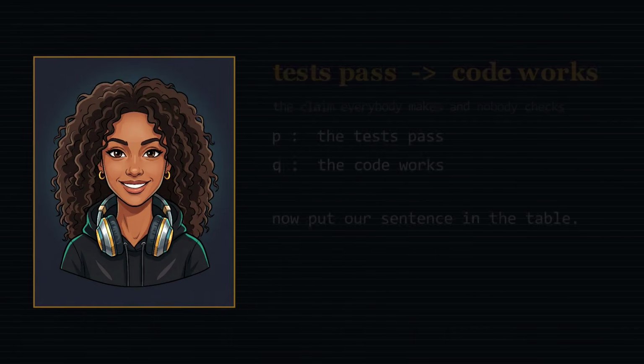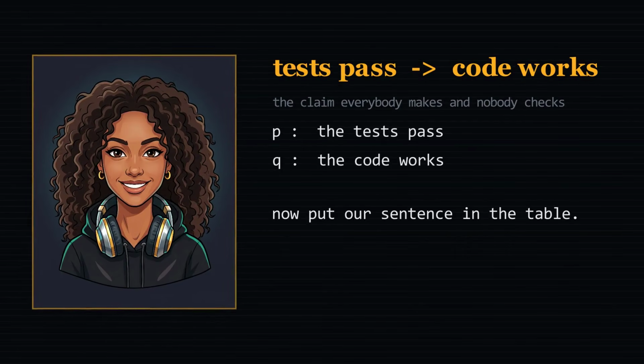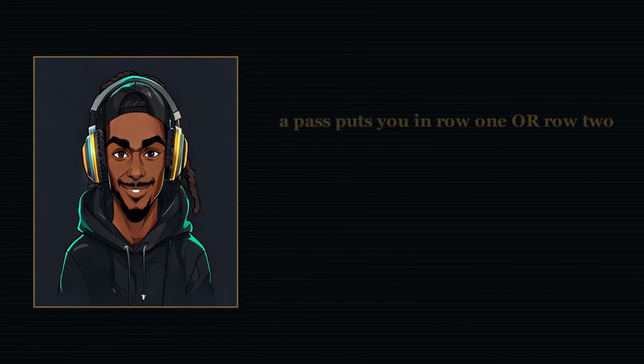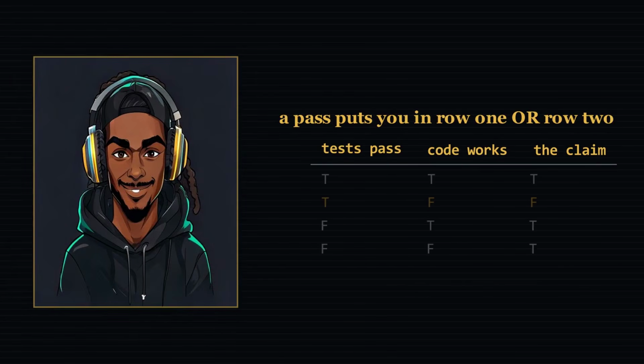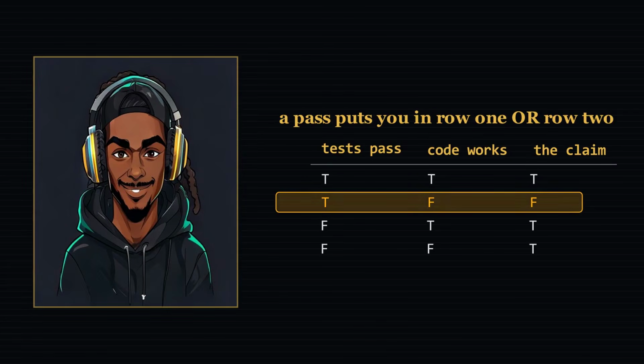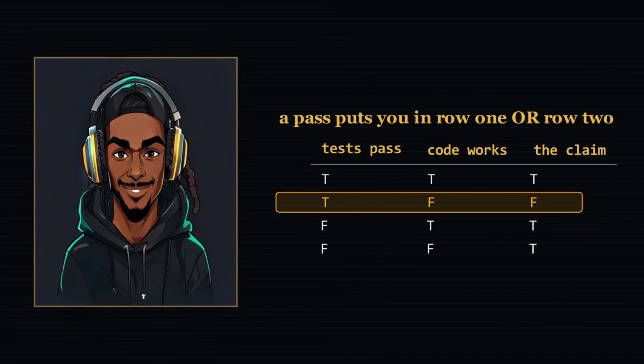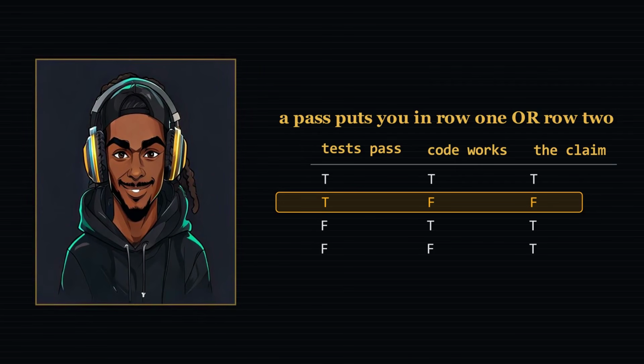Okay, now put our sentence in it. P, the tests pass. Q, the code works. The tests pass implies the code works. When the test passes, P is true. Look at the table. P true lives in 2 rows. Row 1 where Q is true and the code works. Row 2, the amber one, where Q is false and the code is broken. A passing test puts you in one of those 2 rows and it does not tell you which. That is the entire sentence.